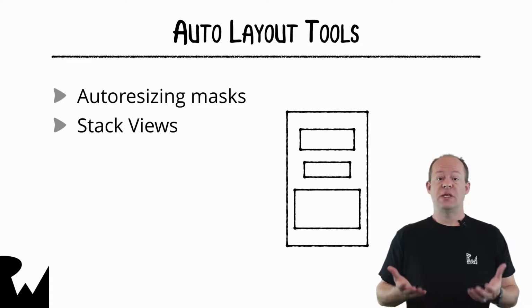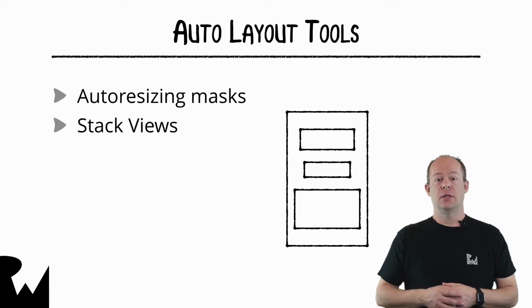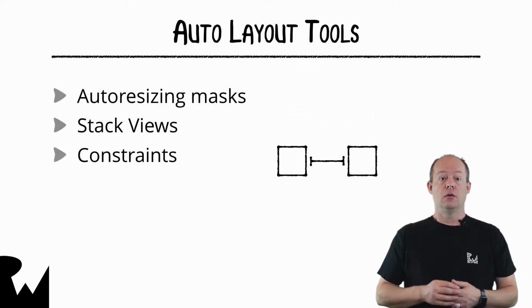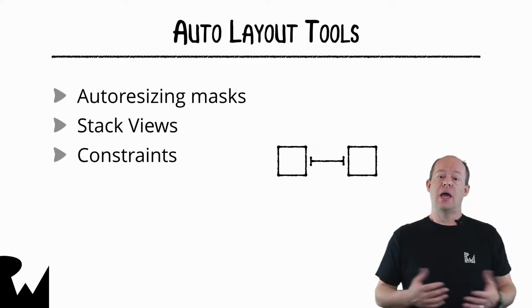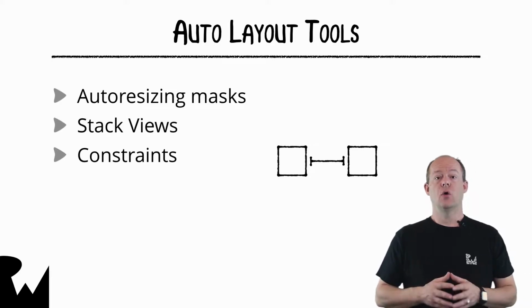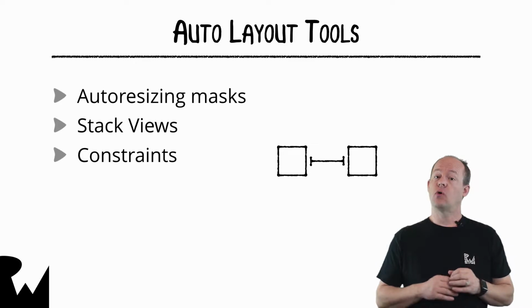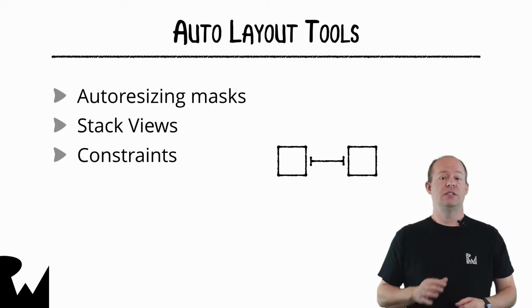Then you'll learn about the basic building block of auto layout, the layout constraint. You'll learn how to use constraints to describe to the auto layout system how your layout should work and let it do the hard work of calculating the position values for all your views for every device and situation.